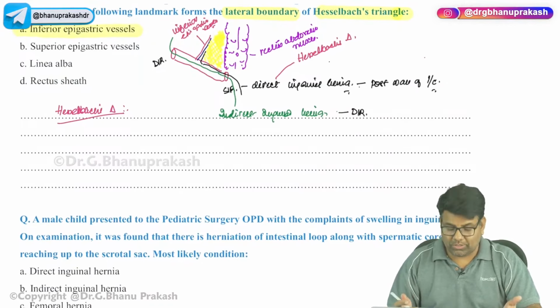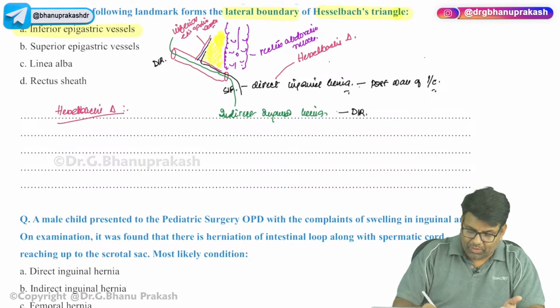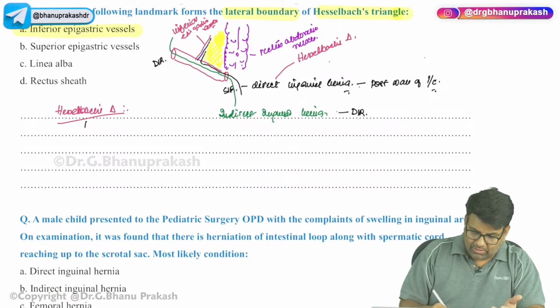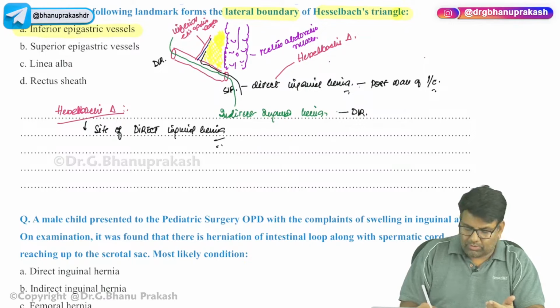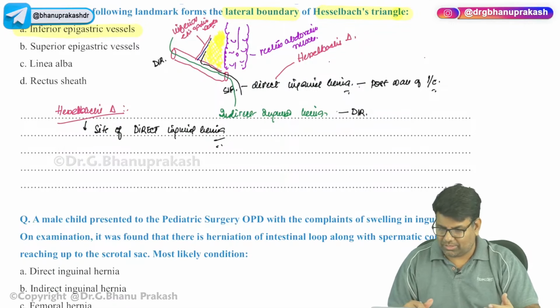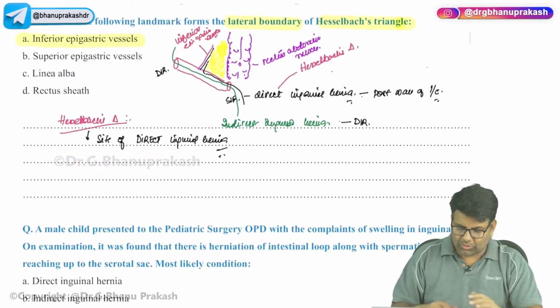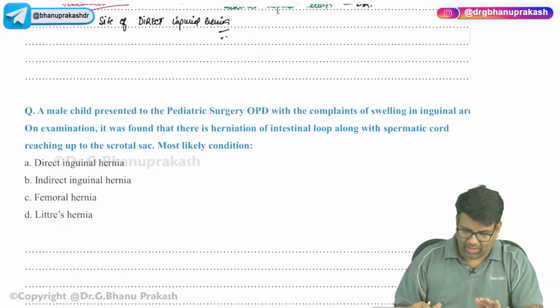And what is the importance of Hesselbach's triangle? It is the site of direct, please remember, inguinal hernia. So therefore it is so. So this is Hesselbach's triangle.